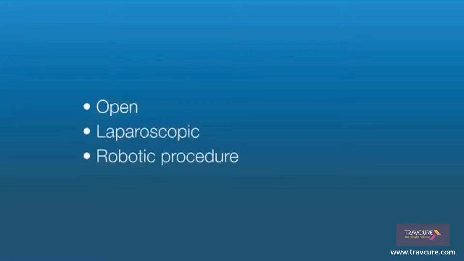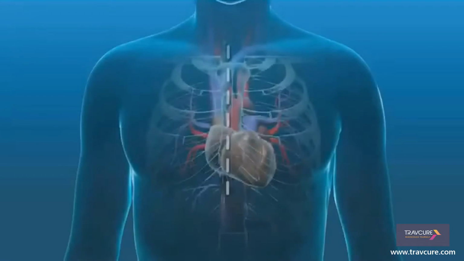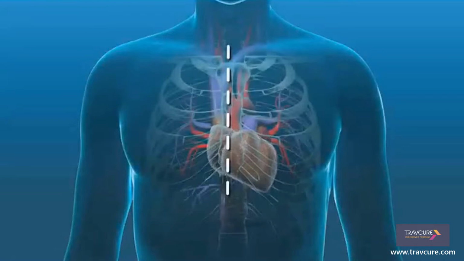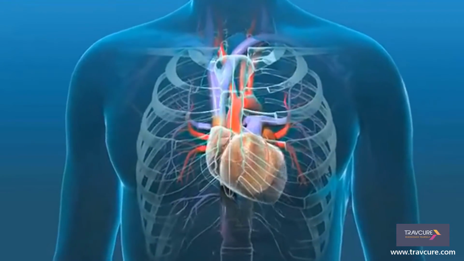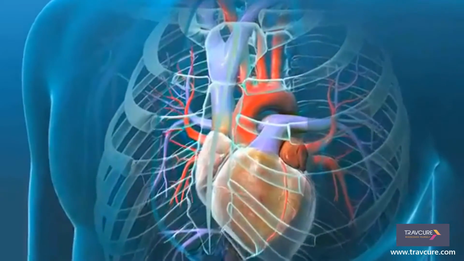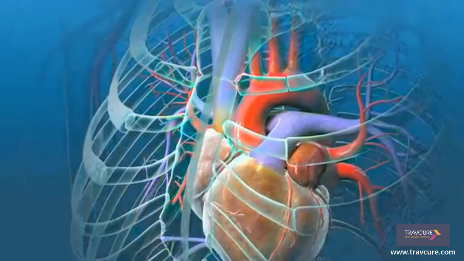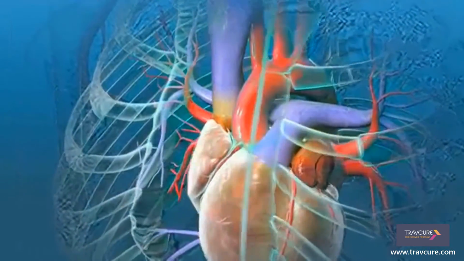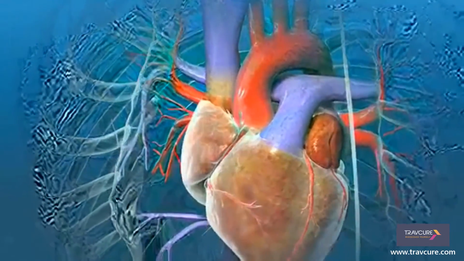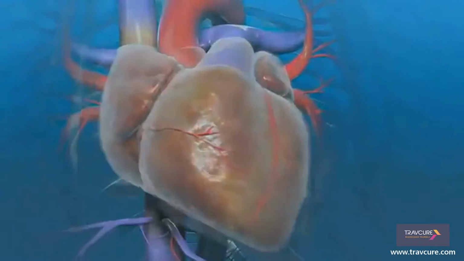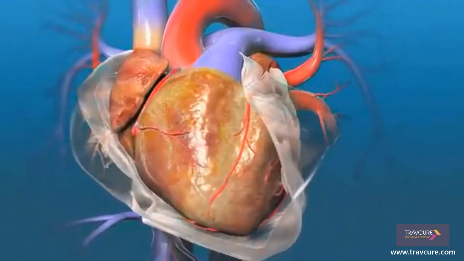Your surgeon may perform aortic valve replacement using an open, laparoscopic, or robotic procedure. If you are having an open procedure, your surgeon will begin by making an incision in the chest. The traditional incision is made in the middle of the chest, overlying the breastbone or sternum. The surgeon then separates the sternum to expose the pericardium, which is a protective membrane encircling the heart. Your surgeon will then open the pericardium to expose the heart.